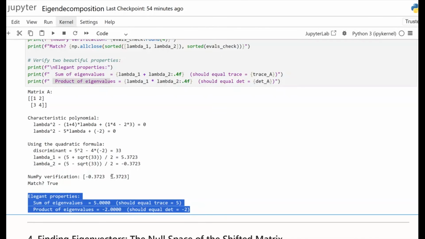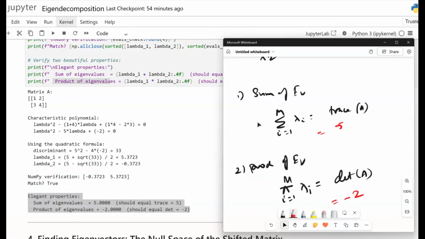And dear friends, here the trace measures the total scaling effect along principal directions. The determinant measures area scaling, including an orientation flip if negative. For this matrix, one eigenvalue is positive, that is stretching in one direction, and one eigenvalue is negative, that is reflection plus scaling in another direction. So this exact example illustrates that eigenvalues encode intrinsic transformation behavior. That is, the matrix can be understood as stretching along one direction, and flipping and compressing along another direction.